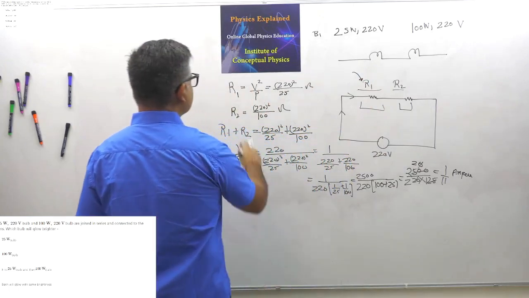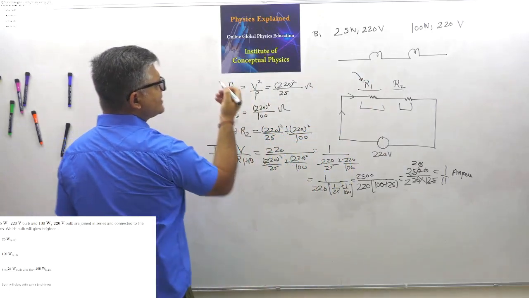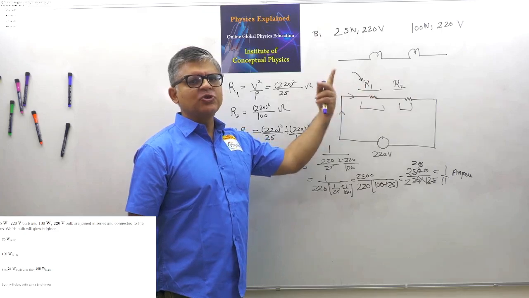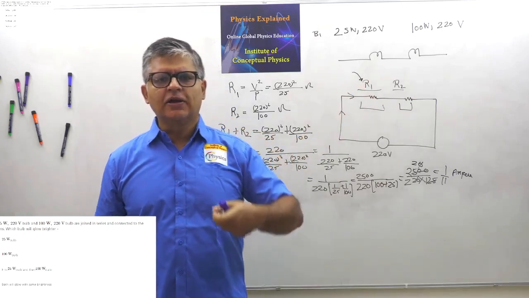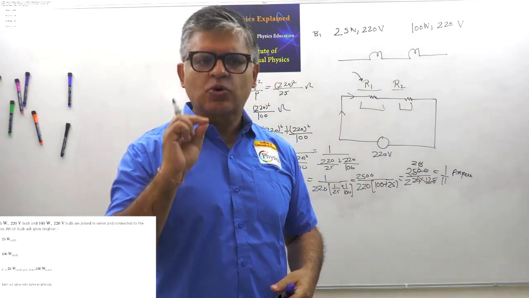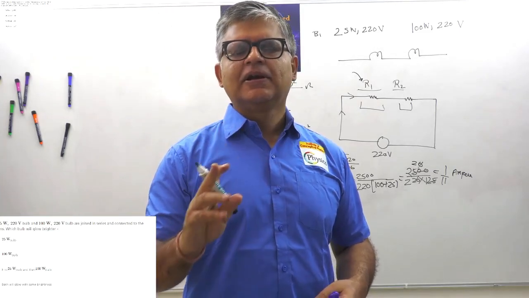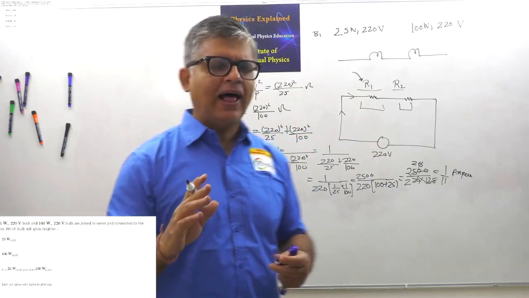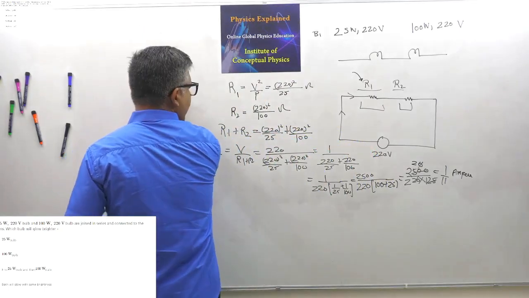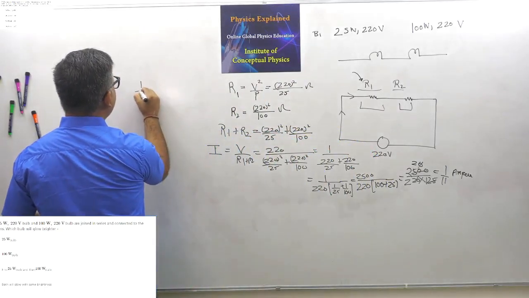The voltage across this will be, or I can say, the brightness can also be calculated as I square R. Why am I applying I square R? Because they're in series, they have a common current. So I can apply I square R, which is 1 by 11.